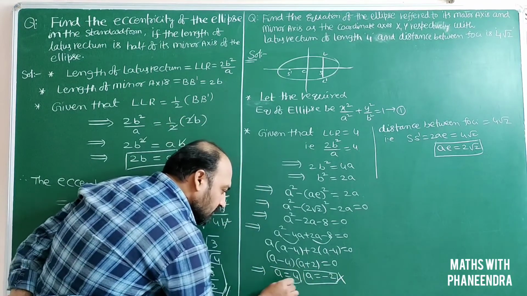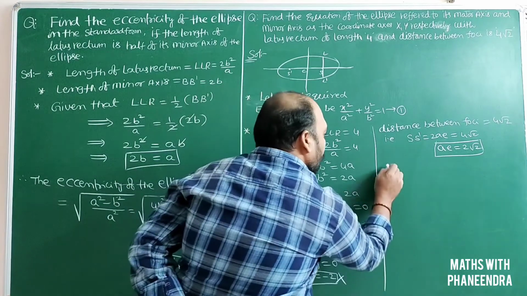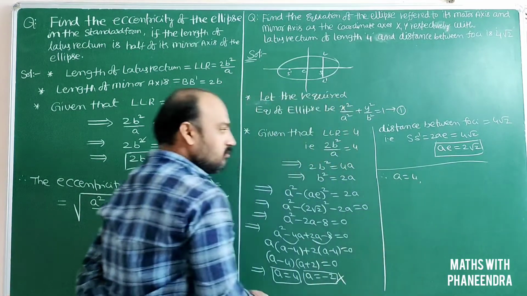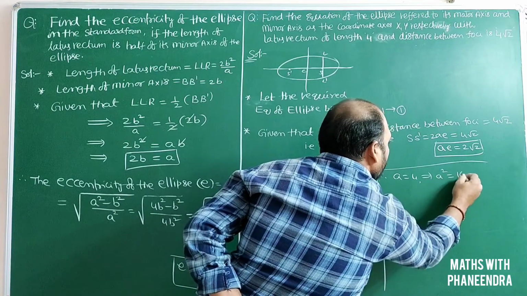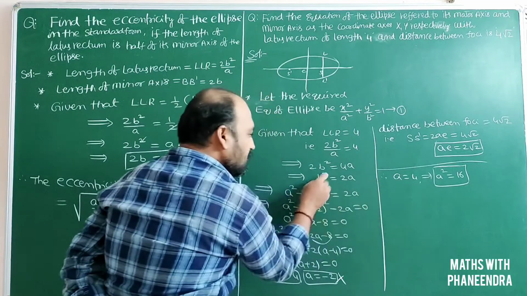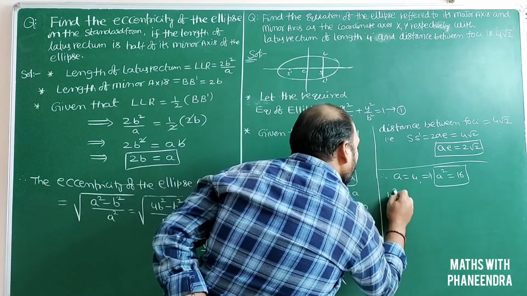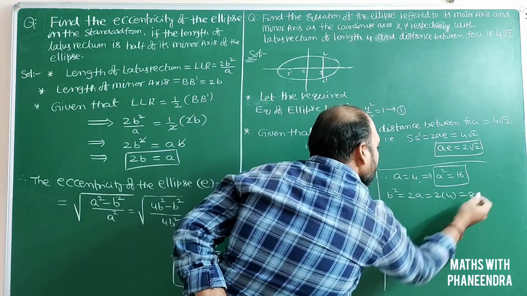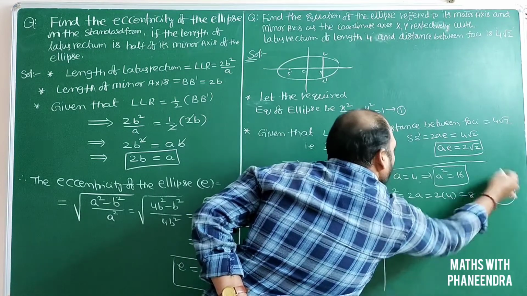So what should be possible? a is equal to 4. That implies that a square is equal to 16. So a is equal to 4, substitute in this condition, b square equal to 2a. So b square is equal to 2 into 4, that is equal to 8. Therefore b square is equal to 8.